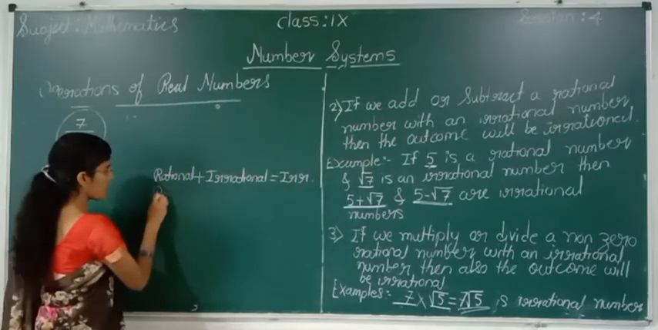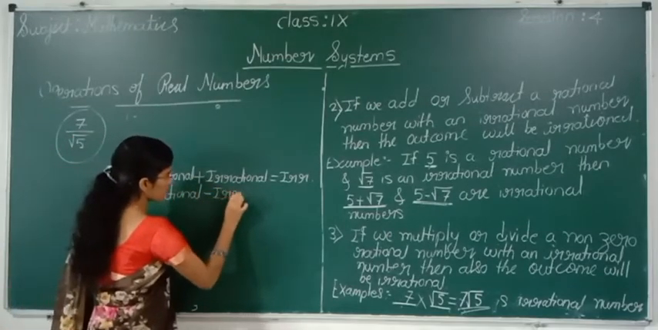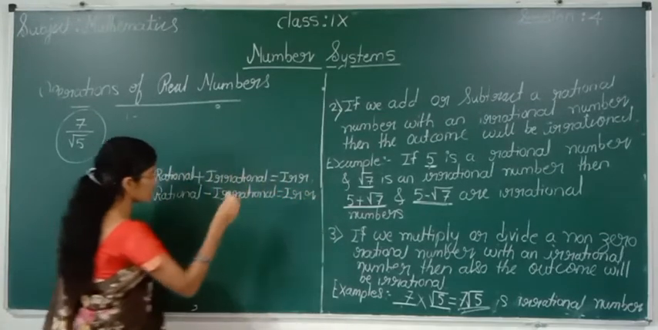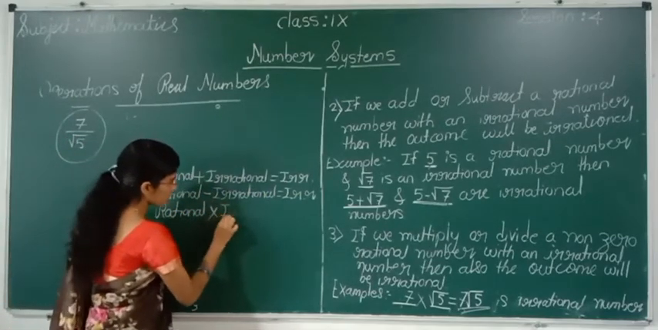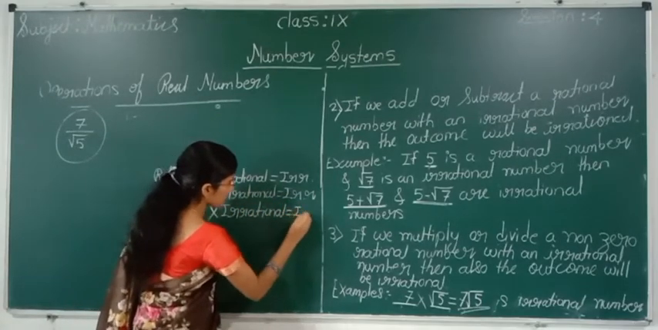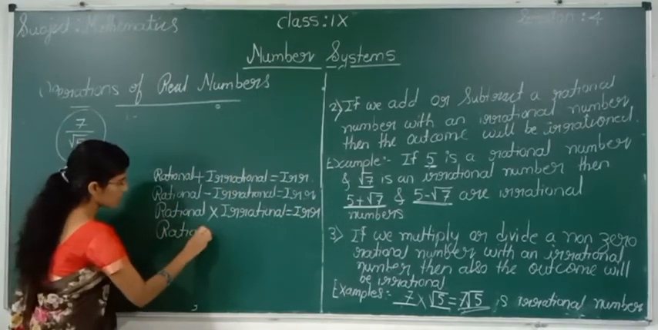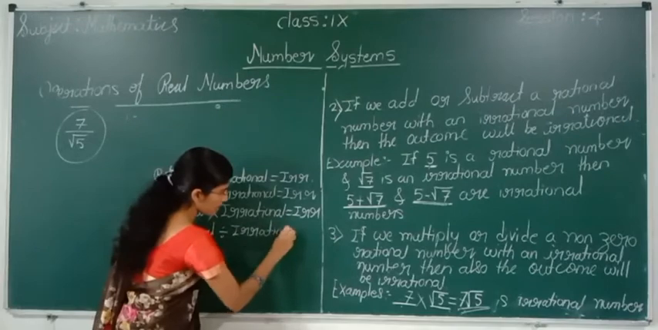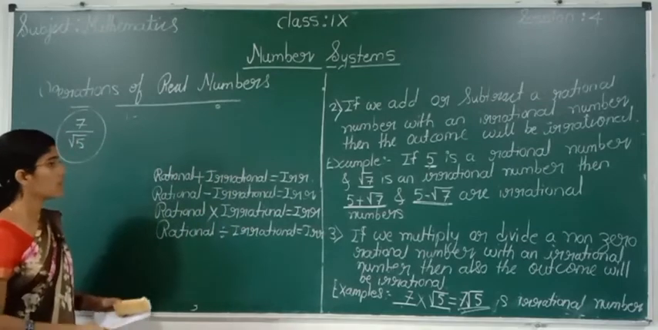If you take a rational number and do subtraction with an irrational number, the answer will be irrational only. Okay, take a rational number, if you do multiplication with an irrational number, here also the answer will be irrational number only. Okay, if you take a rational number and divide with an irrational number, the answer will be irrational number only.